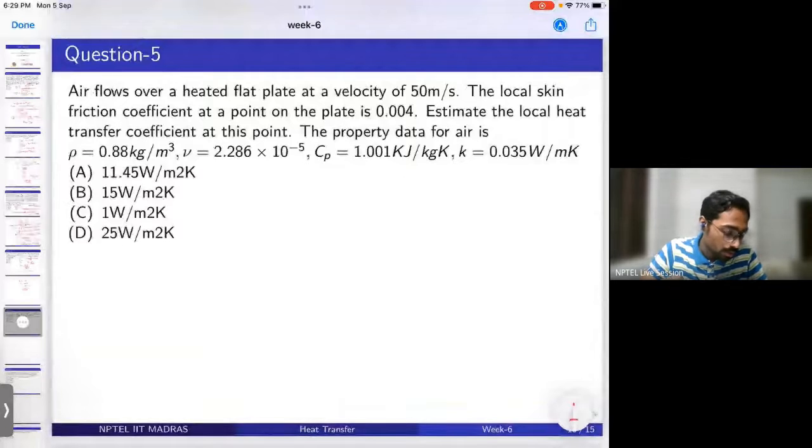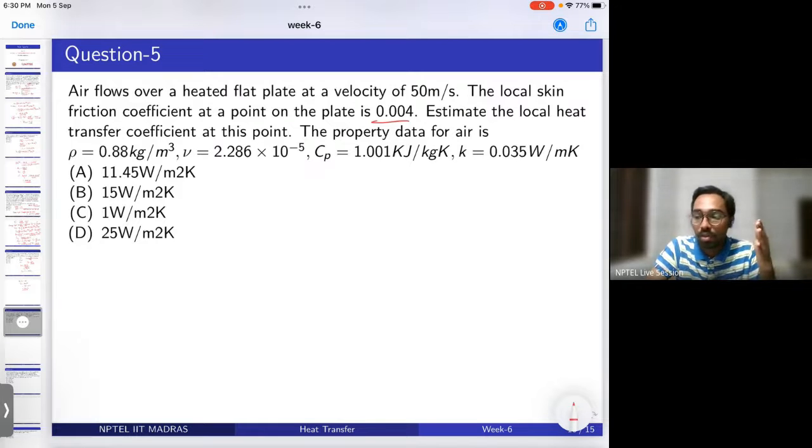In question number 5, it is said that air is flowing over a heated plate at a velocity of 50 meters per second. The local skin friction coefficient at a point on the plate is given as 0.004. Estimate the local heat transfer coefficient at this point. I hope you got from which portion this question is taken. It's from the modified Reynolds analogy.